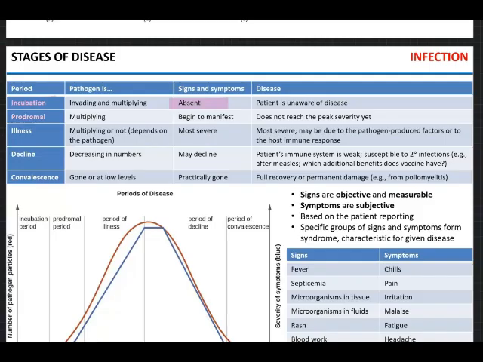Then you may have prodromal stage. So as an example, I'm going to use influenza. You know when you start feeling crummy, but you're still kind of okay-ish? That's prodromal. It's really hard to define. So you may have like a scratchy throat or something like that. And then you enter the full illness phase.